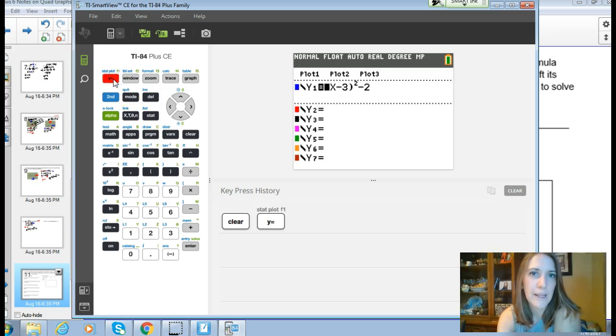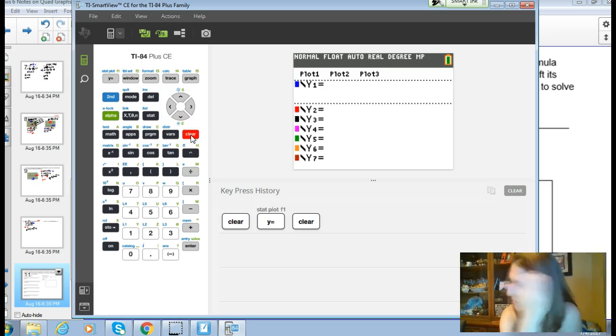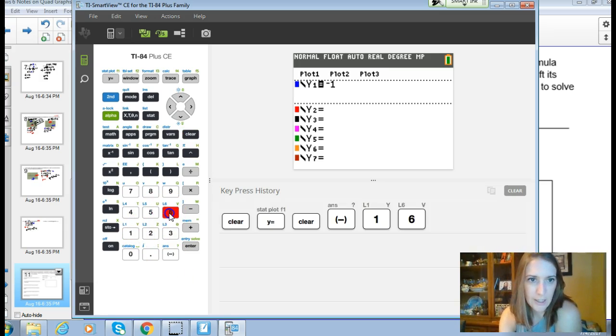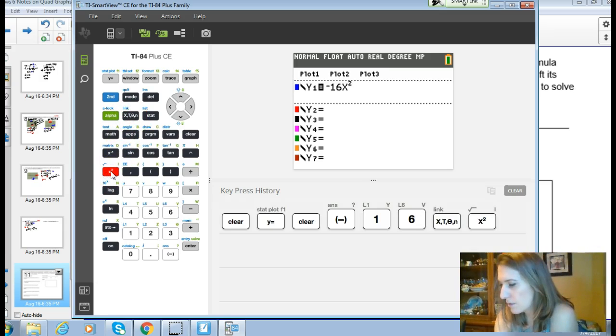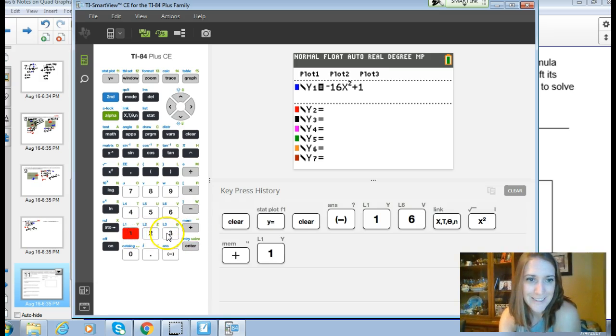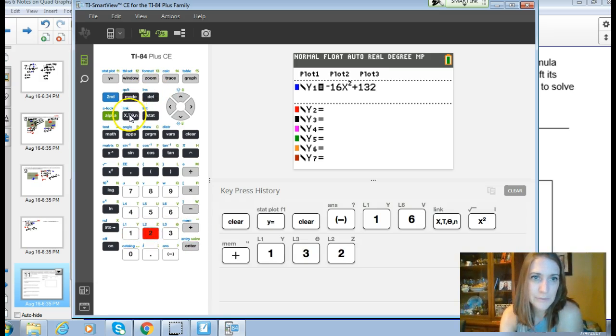Okay, so go to y equals, clear out whatever the last thing that was typed in, and then type in -16. We'll talk about the significance of that -16 later. X squared plus 132, that would make a difference, 132x, and then plus 60.